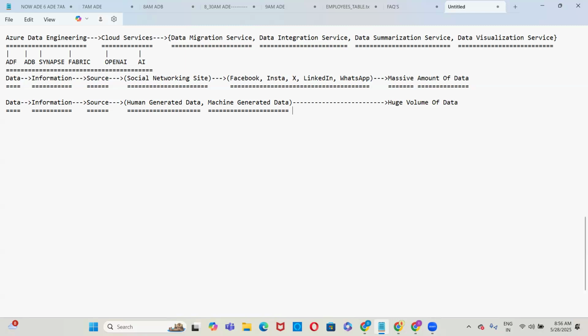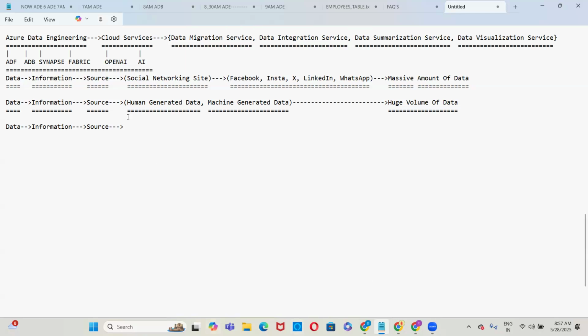So we can say huge volume of data or massive amount of data. All this comes under big data only. So the third one, guys, is that we can get the data or the information from the source of information.